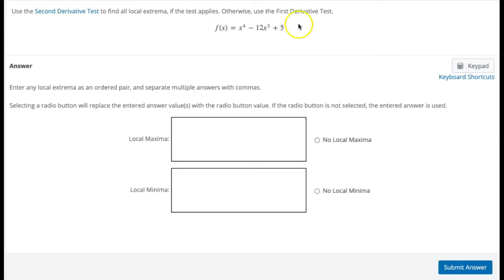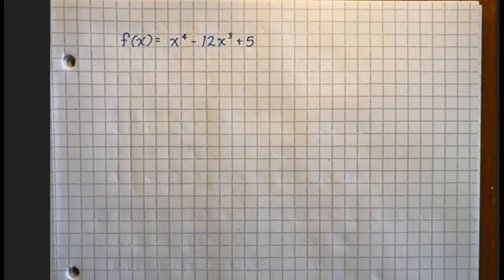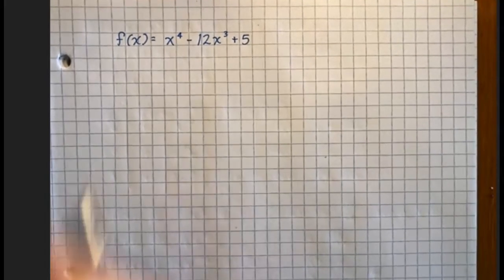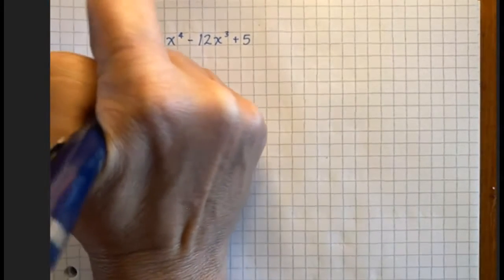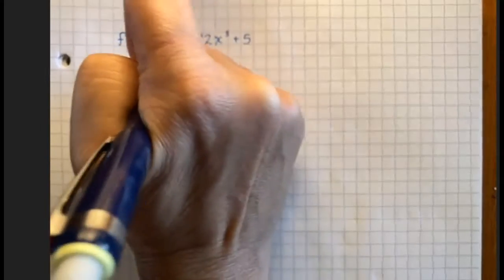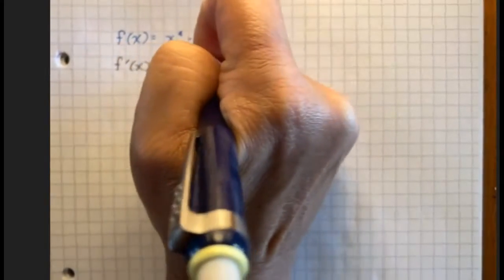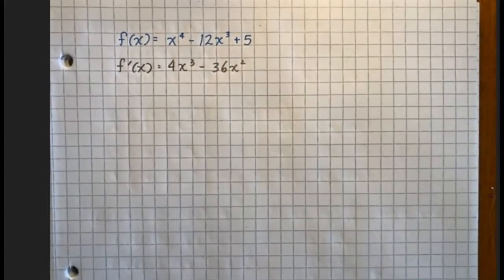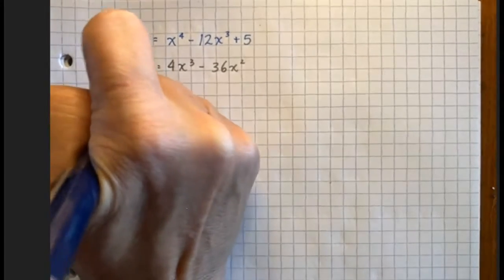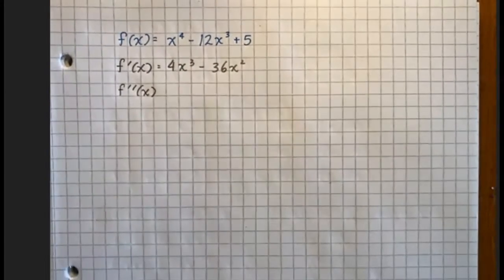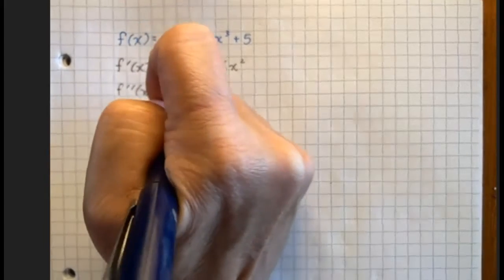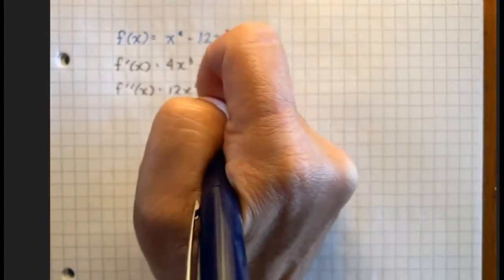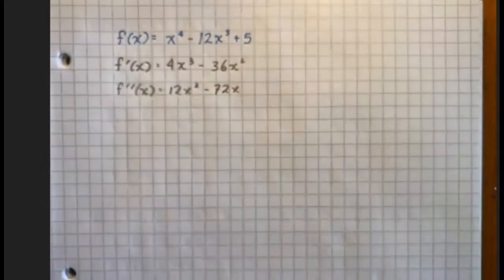Okay, so we've got this function. We need to find the first and second derivative and go from there. All right, so here's the function that we're given. So the first derivative is 4x cubed minus 36x squared, easy peasy. And then the second derivative is just the derivative of the first, which is 12x squared minus 72x.